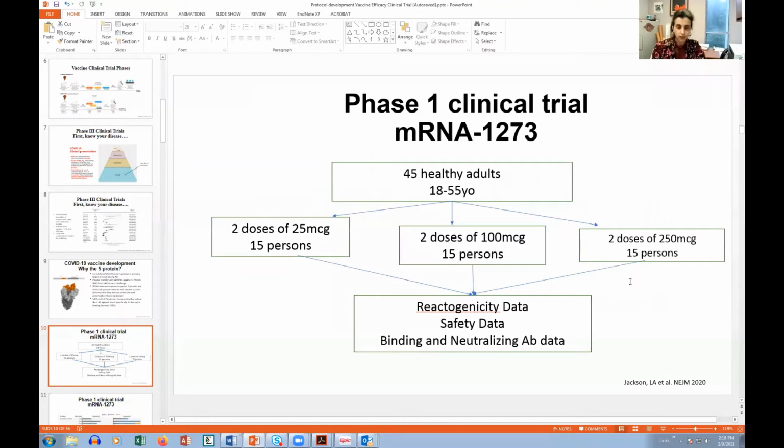The phase 1 clinical trial, we were developing the phase 3 study, so we had to rely on the data from the phase 1 clinical trial. It was performed by Dr. Jackson. In that study, 3 doses were used, 25, 100, and 250 micrograms. And reactogenicity and safety data and binding and neutralizing antibody data were generated.